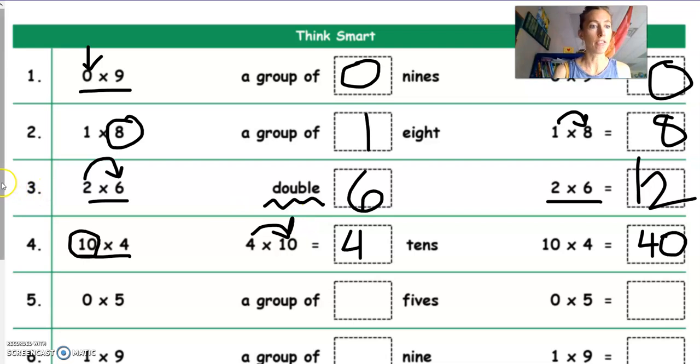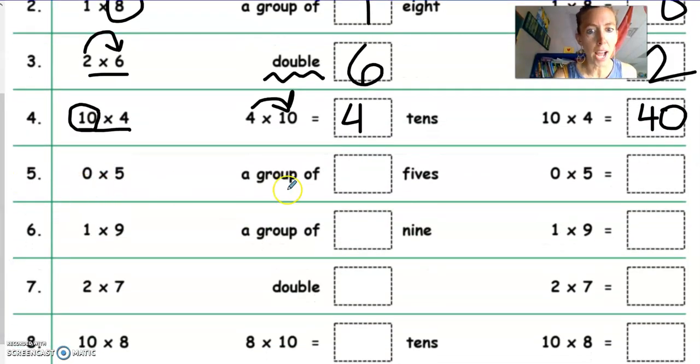Okay, let's try a few more. Our last one, 0 times 5. That is a group of, say it out loud, 0 5s. So 0 times 5 is, oh my gosh, louder. Good job, 0. No matter what, the answer's none.